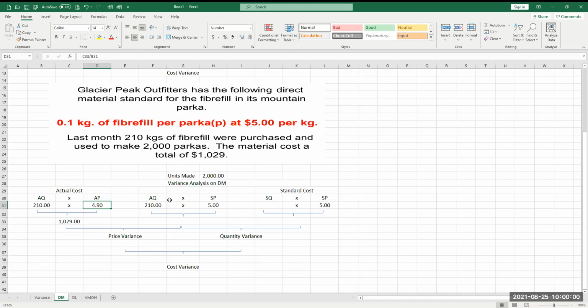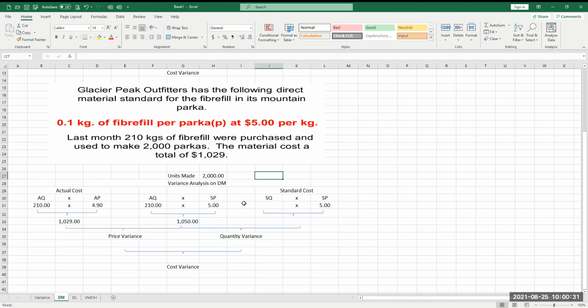Now on this part, I have the actual quantity. I have the standard price. Can I calculate here the calculation? Obviously I can. That will be equal to 210 times $5. What's left? I don't know my standard quantity. But what do I know? I know how many units I made, correct? Units made. And what else do I know?